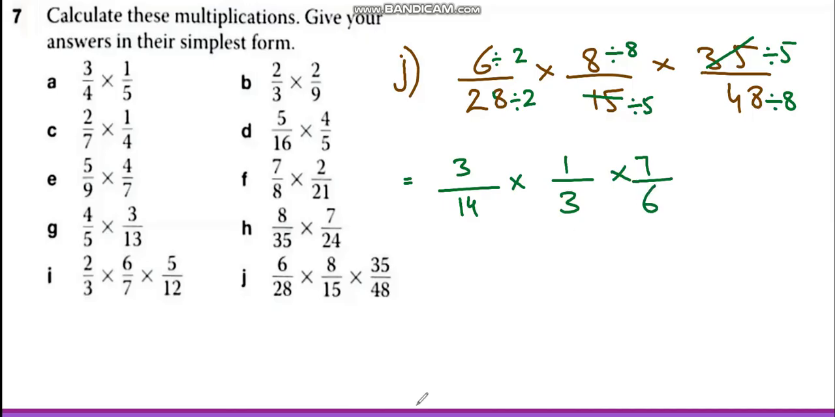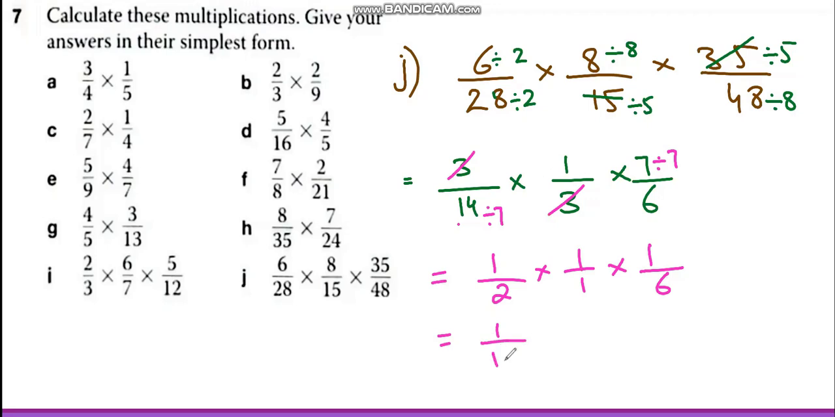Now again, we can divide some numbers, like 14 and 7 can be divided by 7, and also 3 and 3 can be cancelled. So we will be left with 1 over 2 times 1 over 1 times 1 over 6. So finally, we will get 1 over 12 as our simplest answer. So this is how we can multiply fractions. Now let's proceed to the next question.